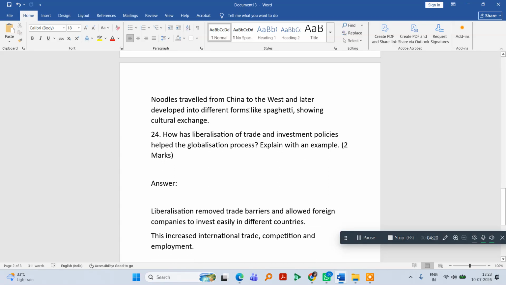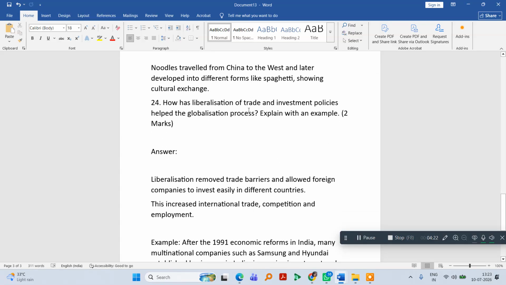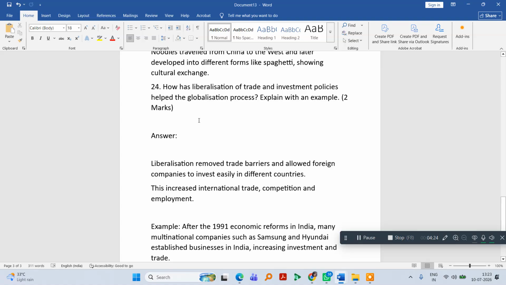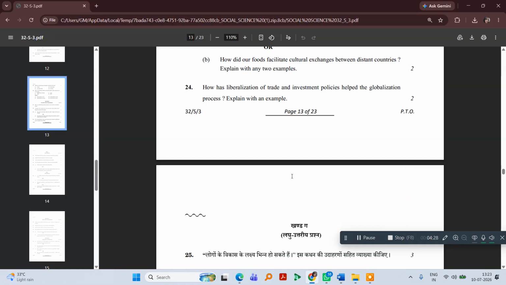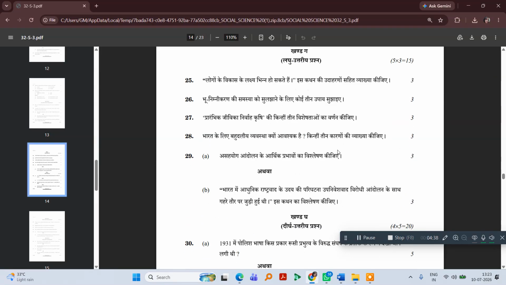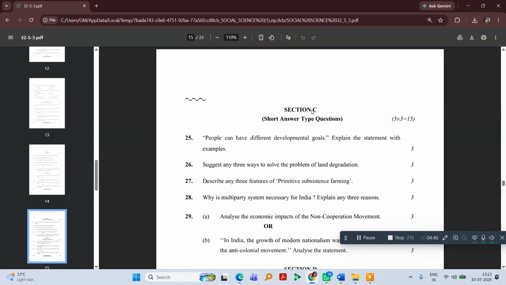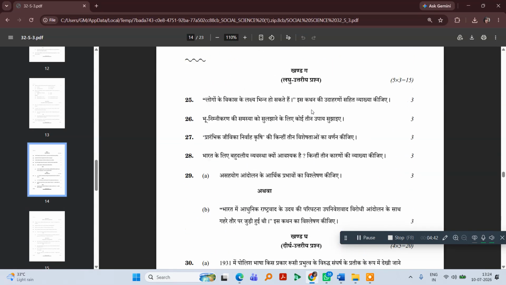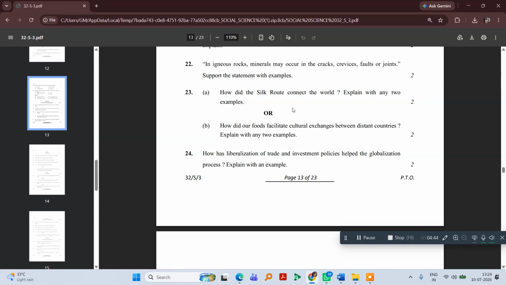Now I'm going to move on to the 24th question. The 24th question is as follows. How has liberalization of trade and investment policies helped the globalization process? Give with example. There are questions in Hindi as well. So let us discuss the last question of very short answer type, 2 marks questions.